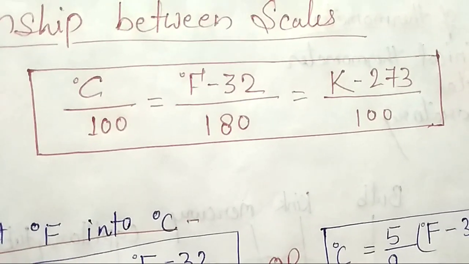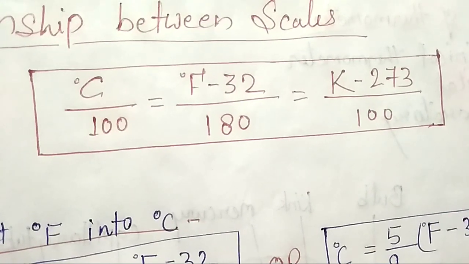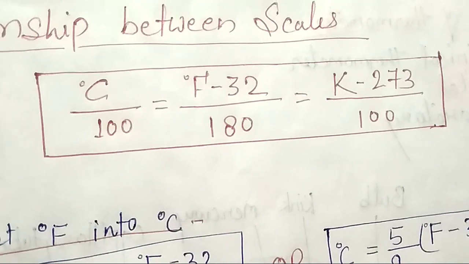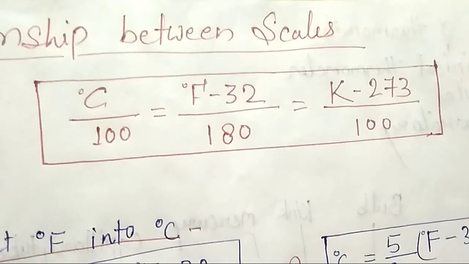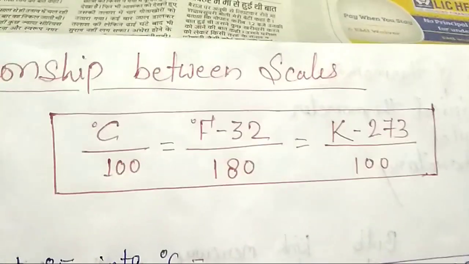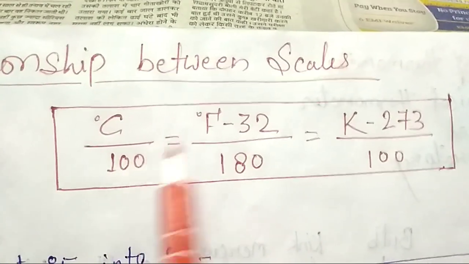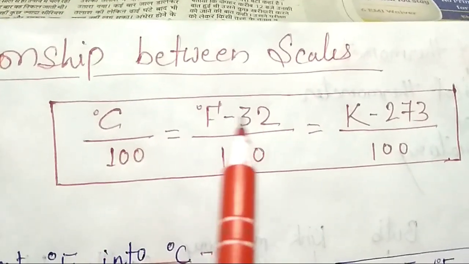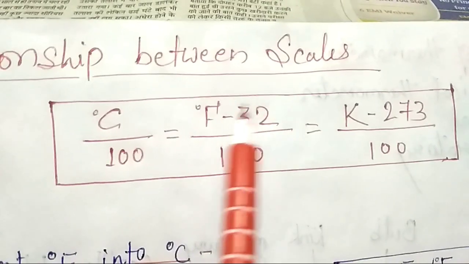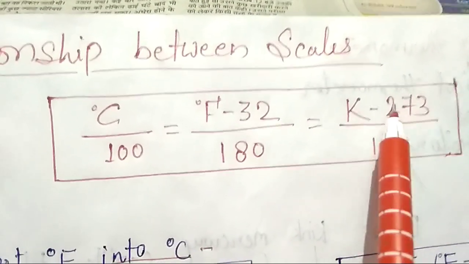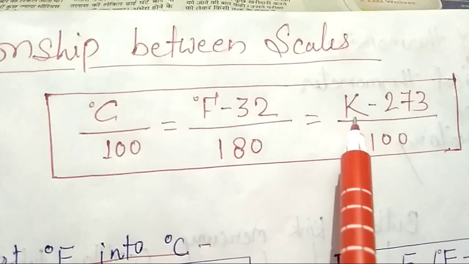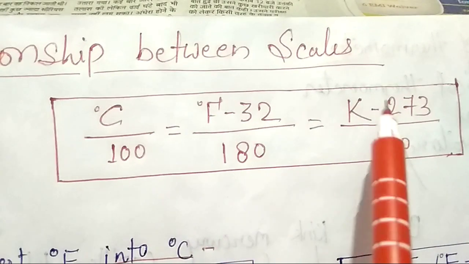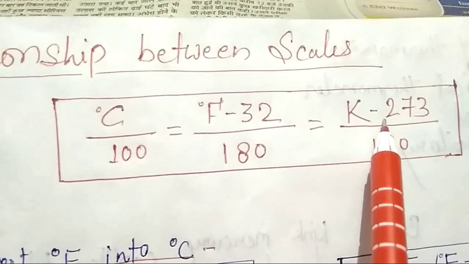In the last video we discussed the different scales of temperature: degree Celsius, degree Fahrenheit and Kelvin. Here you can see a relationship between these three scales written. Here you can see F minus 32. This 32 and this 273 are the minimum temperatures of those scales. This is the minimum temperature of the Fahrenheit scale and this is the minimum temperature of the Kelvin scale.